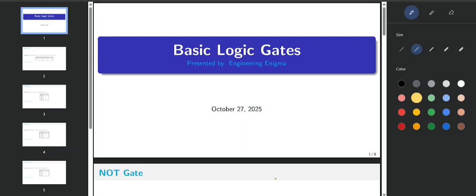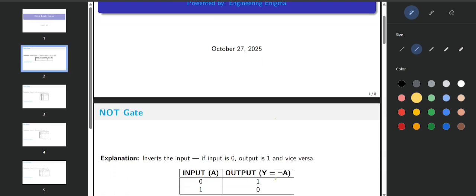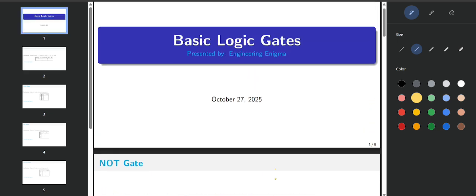So good evening. Today I am going to discuss logic gates. Before going into the quantum gates, we should know about some logic gates. So, some basic logic gates.